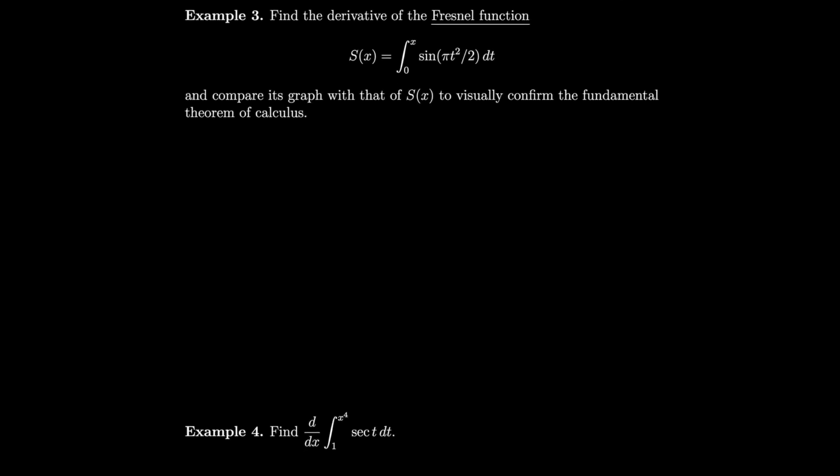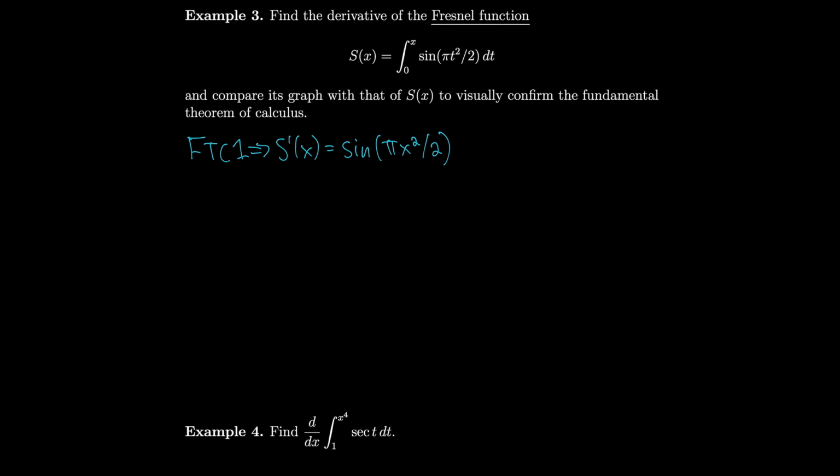Let's find the derivative of the Fresnel function, S of x equals the integral of sine of pi t squared over 2 from 0 to x. And let's compare its graph with that of its derivative. So by the fundamental theorem of calculus, because sine is a continuous function, we take the derivative of S and we cancel out our integral. So it's sine of pi times x squared over 2. We just replace t with x.